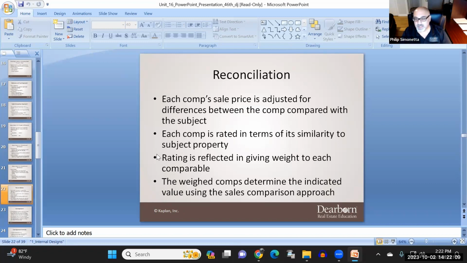Okay. So if comp number 1 is 50% like the house, and comp number 2 is 30%, and comp number 3 is 20%, you would take the percentage of each one and add them together. I'll explain that to you in some questions that we do later. Okay. Does that make sense?